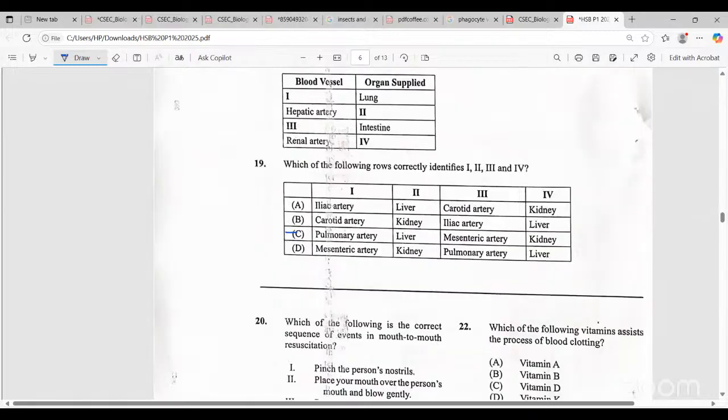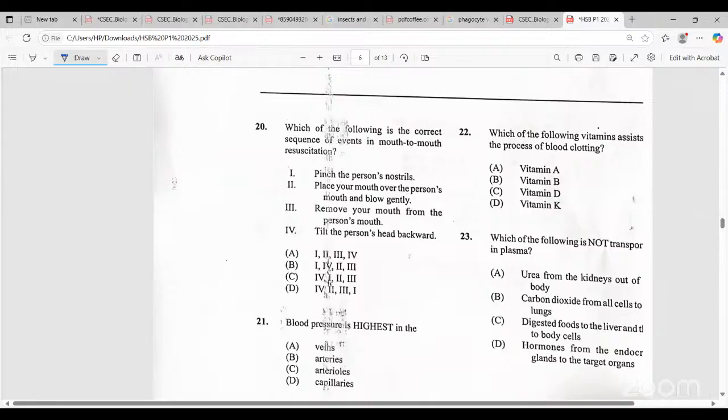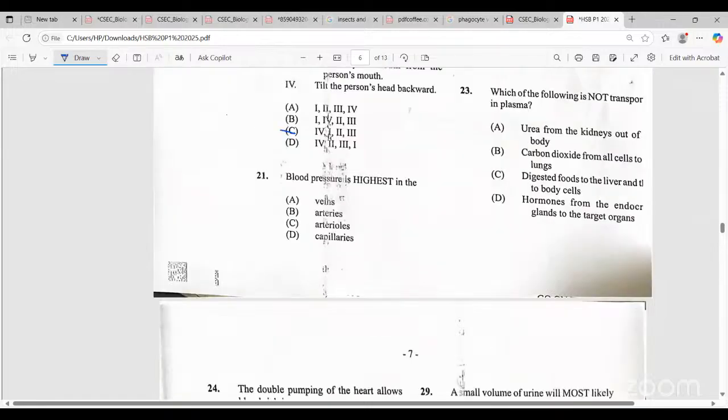20, which of the following is the correct sequence of mouth-to-mouth resuscitation? So first, you got to tilt the head backwards, then pinch the nostrils, place your mouth over the person's mouth and blow gently, and then remove your mouth. That would be C. 20.